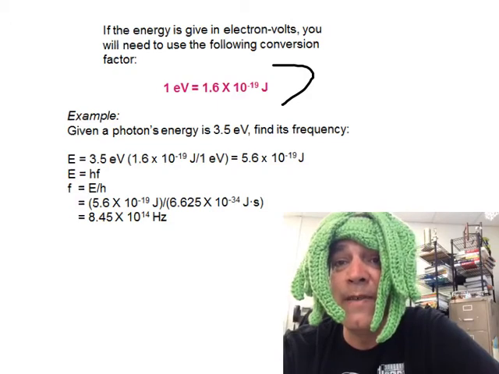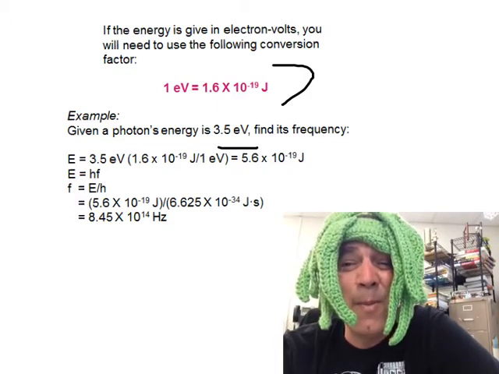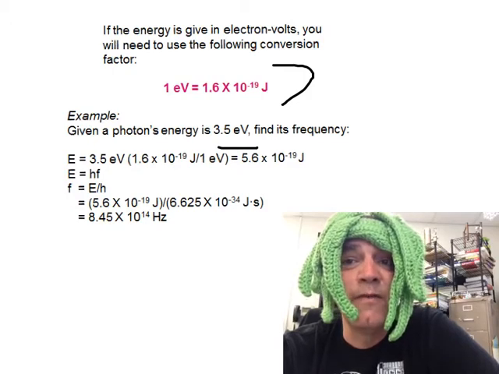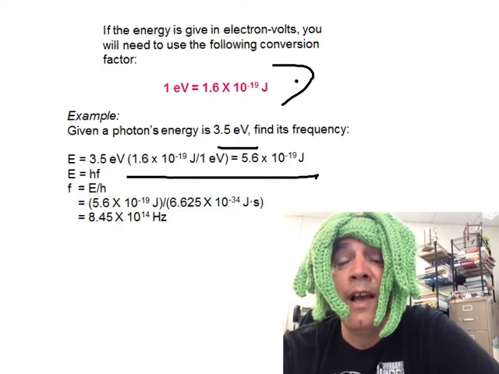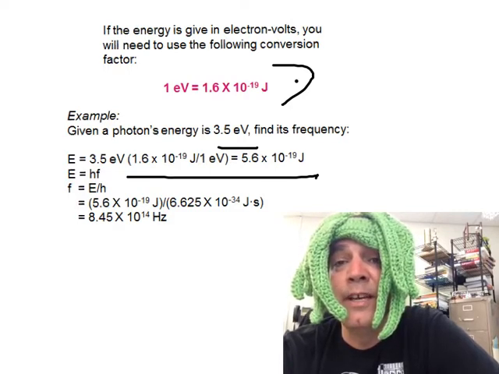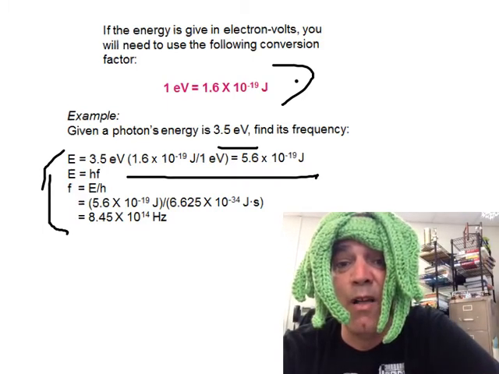And so a problem will give us the energy as 3.5 electron volts. But when we plug it into an equation, we always want it to be back in joules. So we have to use this conversion factor to change our 3.5 into joules, and then plug those joules into E equals hf to find the frequency, which is what we don't know. So we use that conversion factor a lot when we're dealing with small amounts of energy.